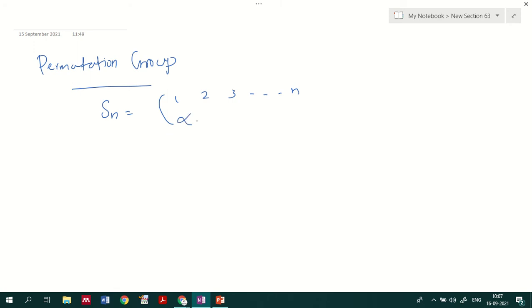Okay, so first of all we will start with the case of permutation group. In the permutation group case, I have introduced the general representation corresponding to a permutation group: Sn is equal to 1 2 3, etc., up to n, and we'll have the corresponding function values alpha 1, alpha 2, alpha 3, up to alpha n.